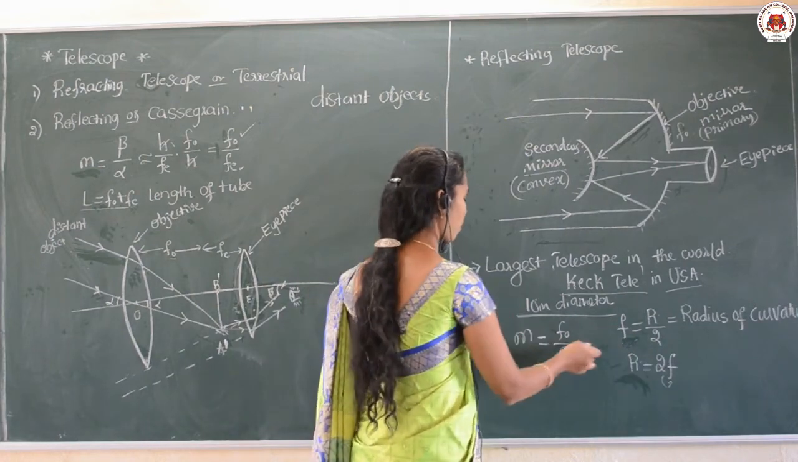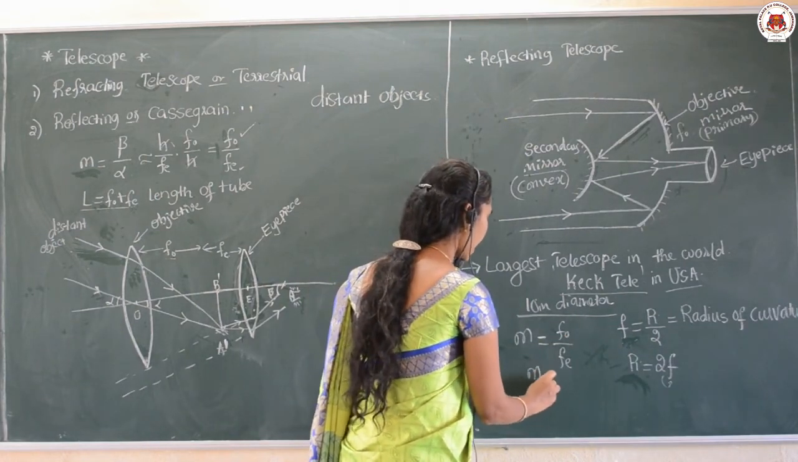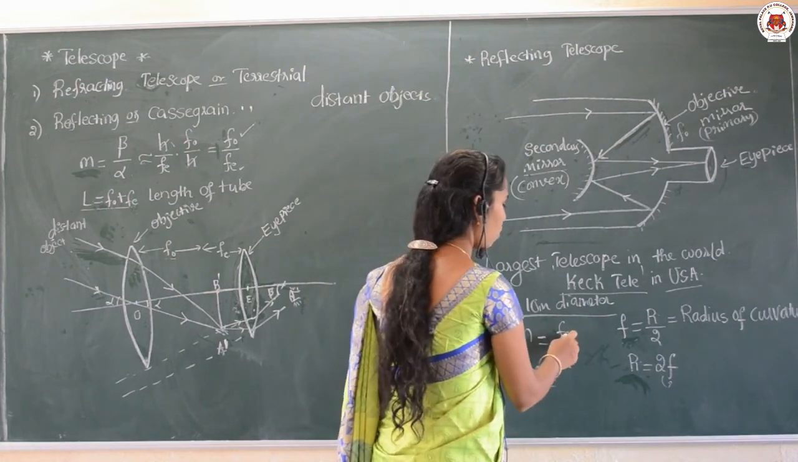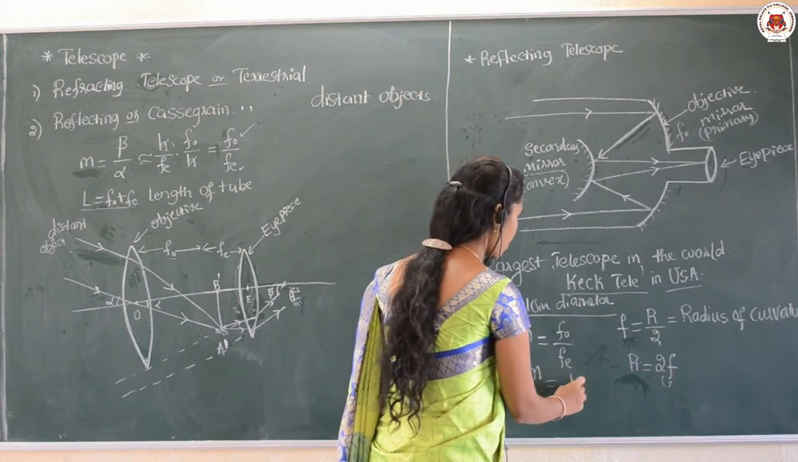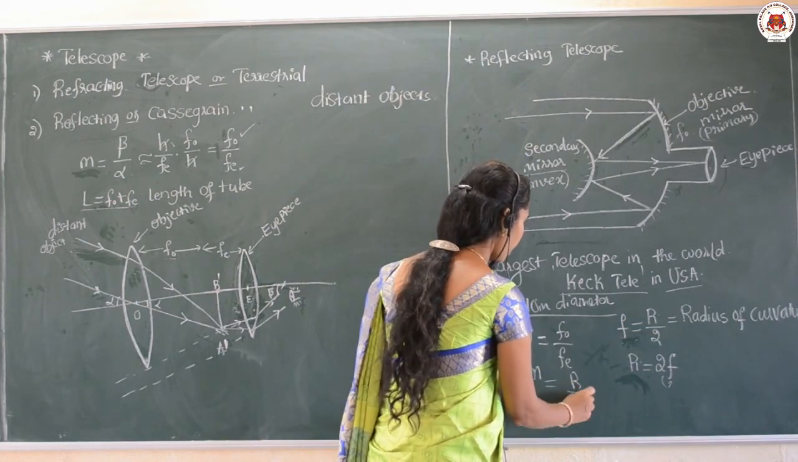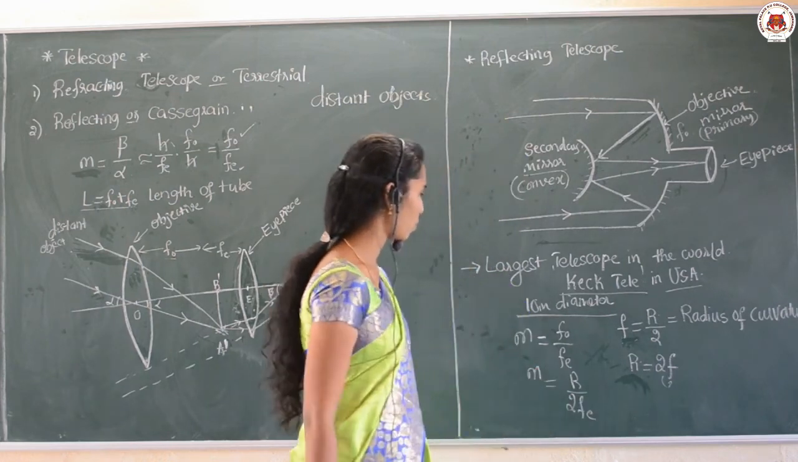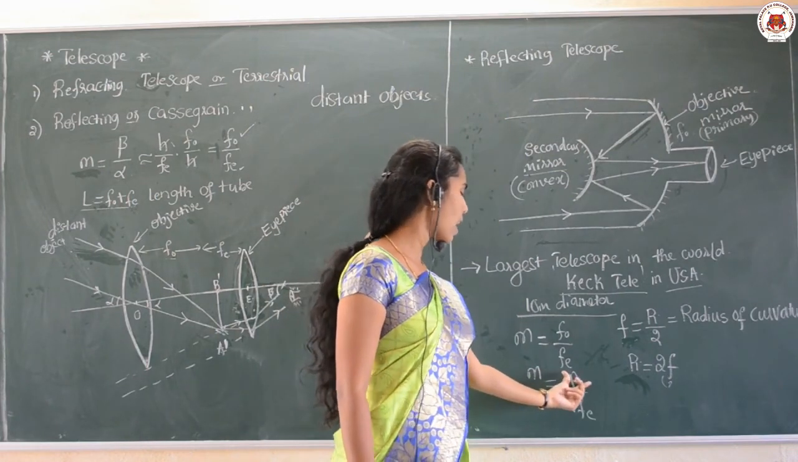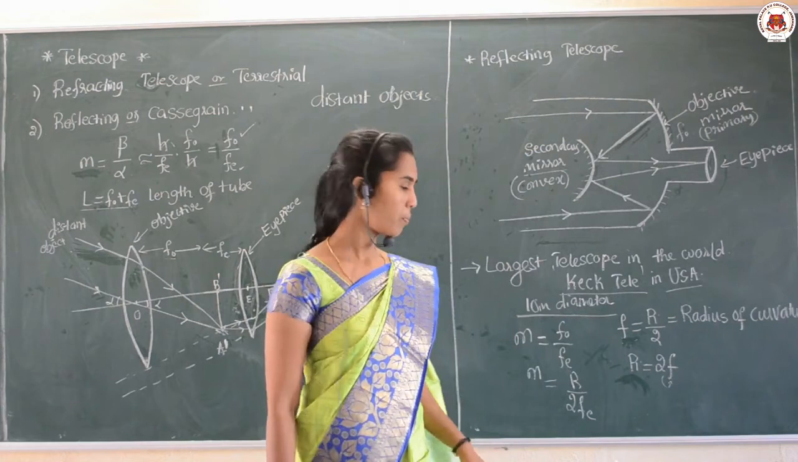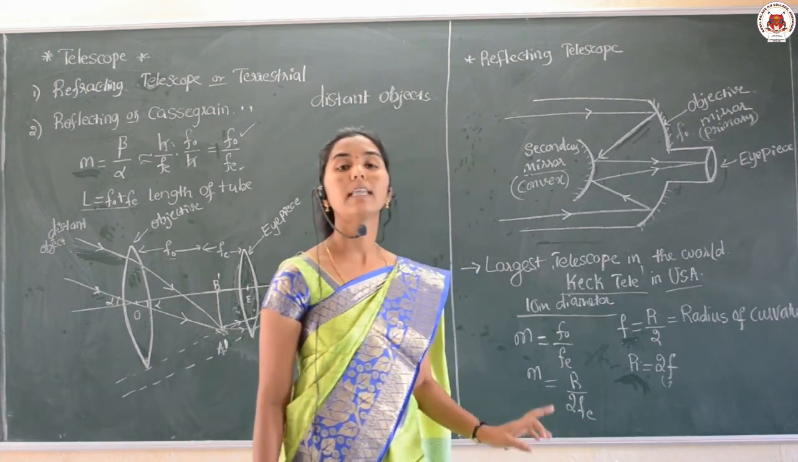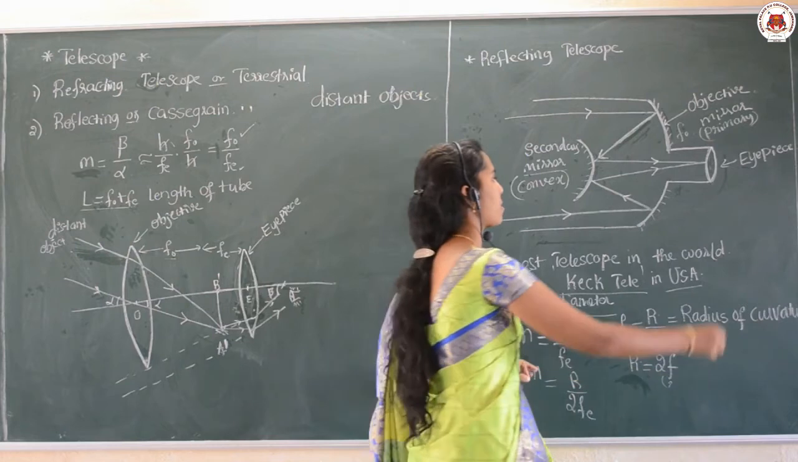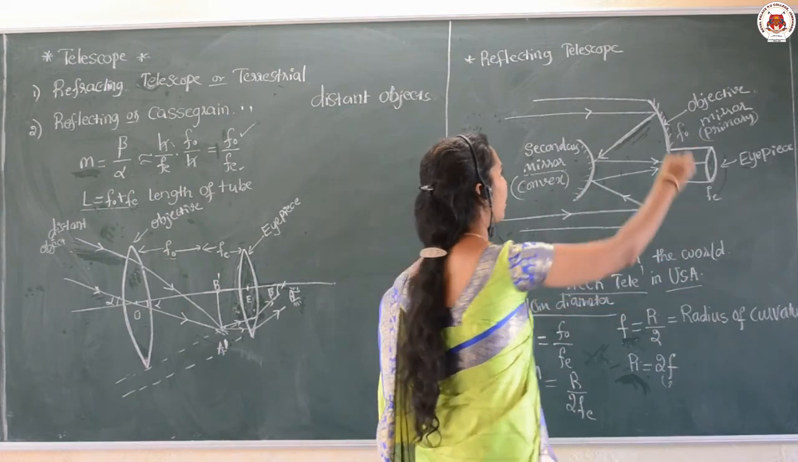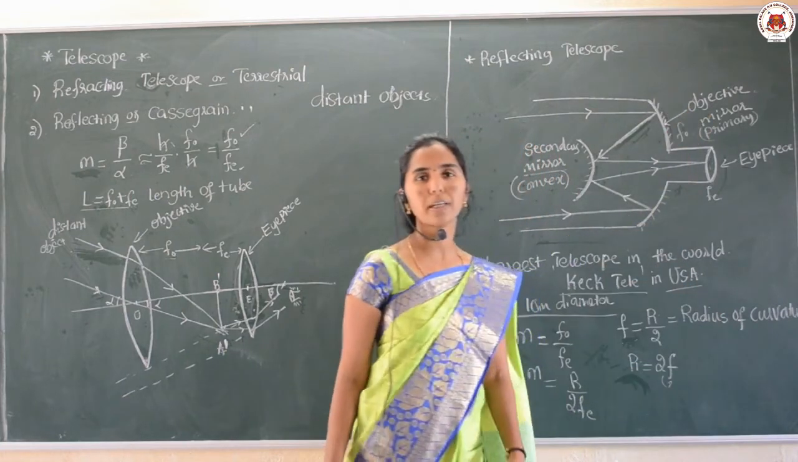Then if I use this formula in this expression, I can simplify it. M is equal to F naught, where I substitute R by 2, so the magnifying power of the reflecting telescope can be taken as M is equal to R upon 2Fe, where Fe is the focal length of the eyepiece, and R is the radius of curvature of the objective mirror.